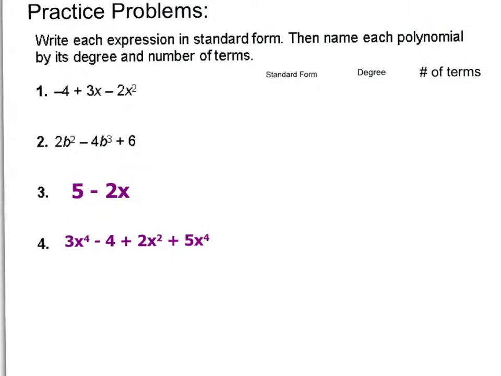Here are your practice problems. You have 4 of them. First thing, write them in standard form. So put these in standard form. Then I want to know what degree your polynomial is. So that means what's your biggest exponent on your variable. Okay? And lastly, tell me how many terms it is. Okay, the number of terms, like trinomial, binomial, and so on.